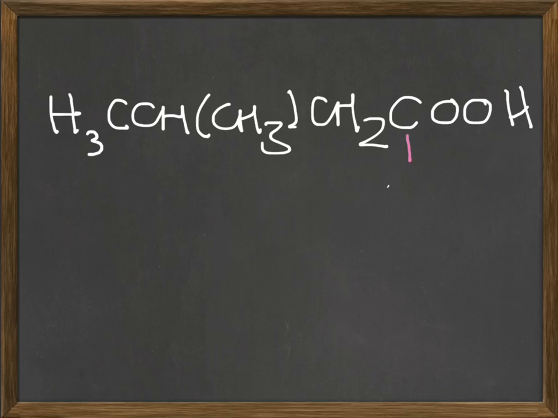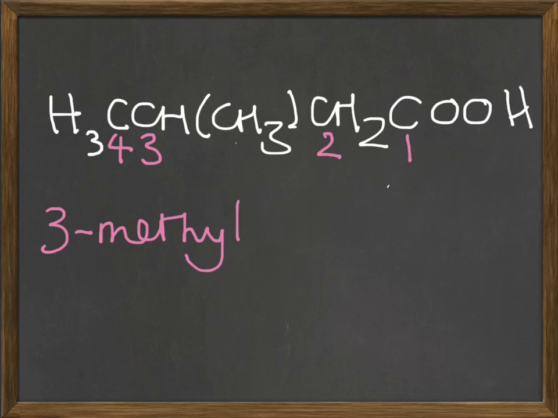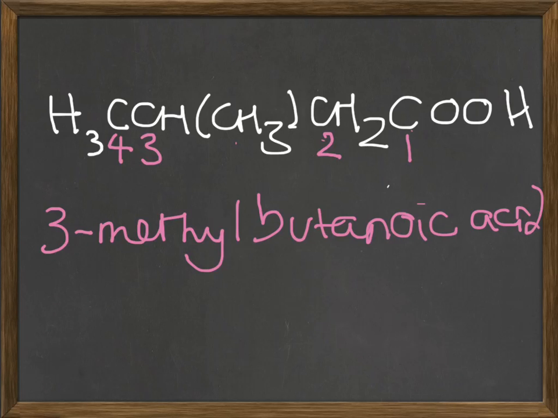Alright, you should have named it by now. And the name should be, well, you need to first of all count your longest carbon chain. We've got 4. And then look at the side groups. So 3 methyl, because the methyl's coming off the third carbon. And then butanoic acid, because we've got 4 carbons, butanoic acid. So the prefix, the 3-methyl, remember that's coming off the third carbon.